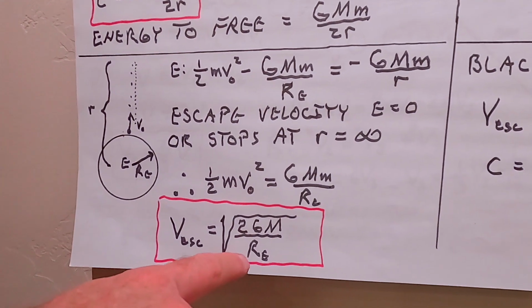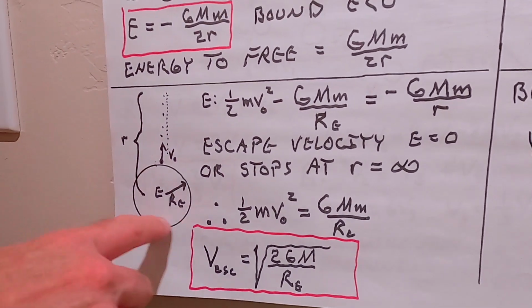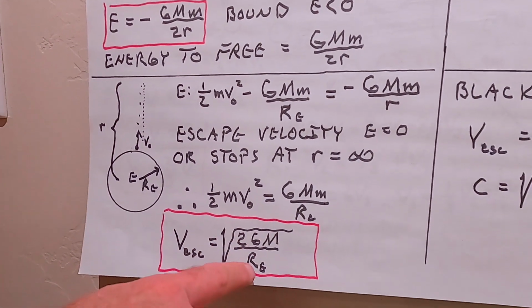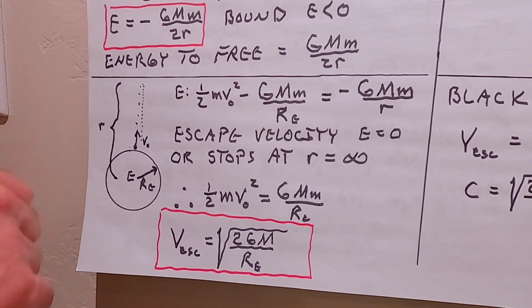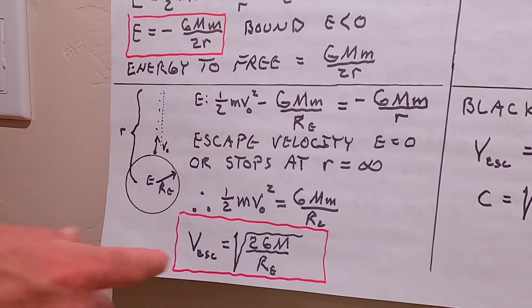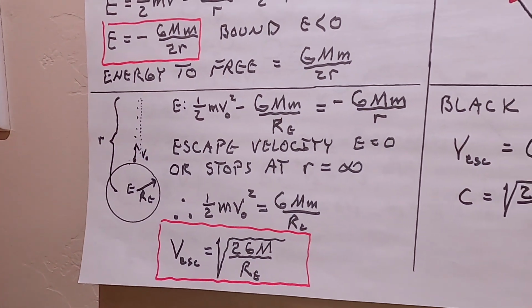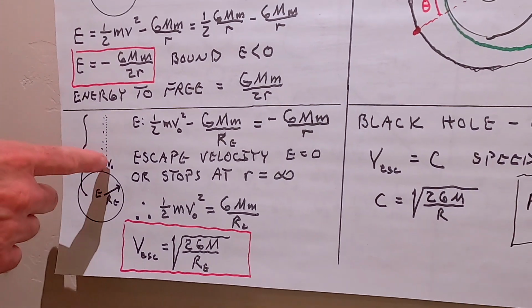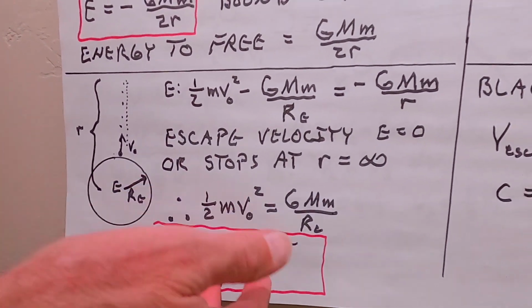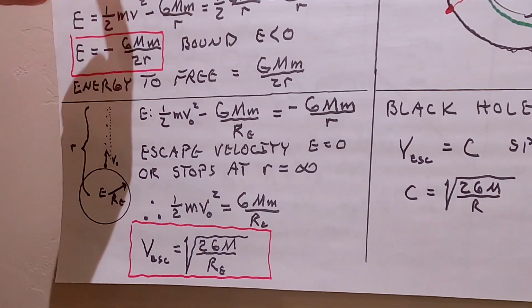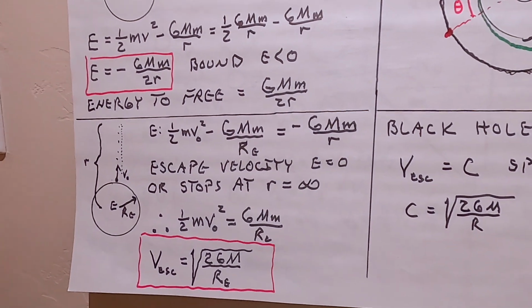You notice our orbital speed right here was the square root of GM over the radius of the Earth, but you weren't free when you're orbiting. This is what it takes to free it. For getting off the Earth, this is about 25,000 miles an hour. That's how fast they had to go to get to the moon right here. They had to get up to that speed right here. You had to kind of get away from Earth, escape Earth right here.